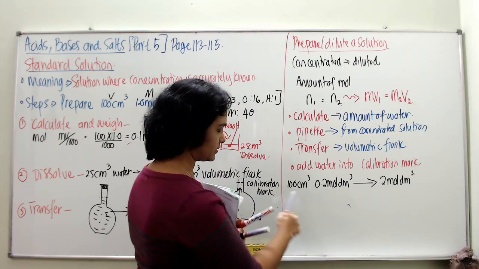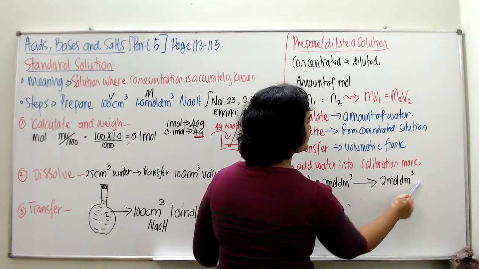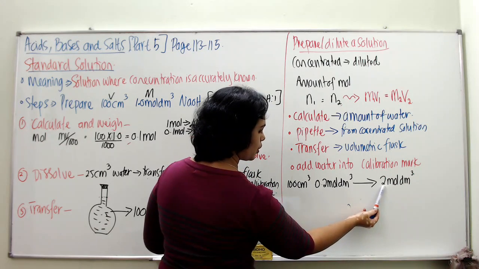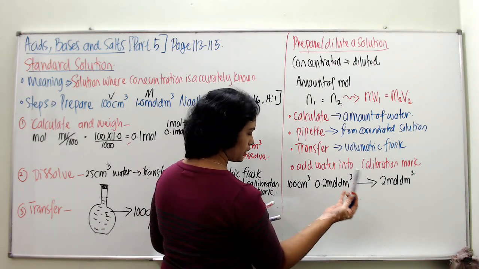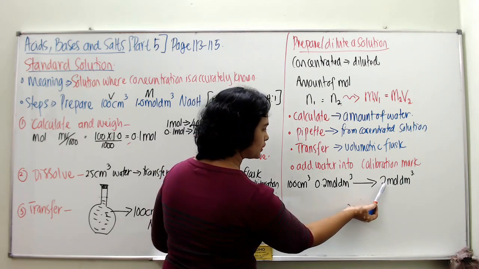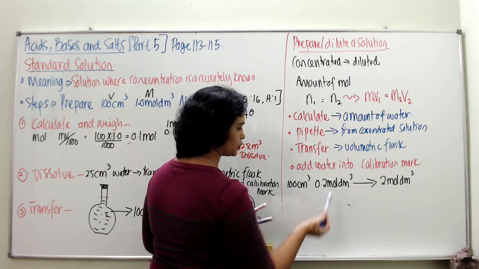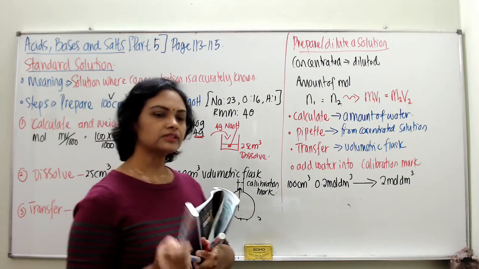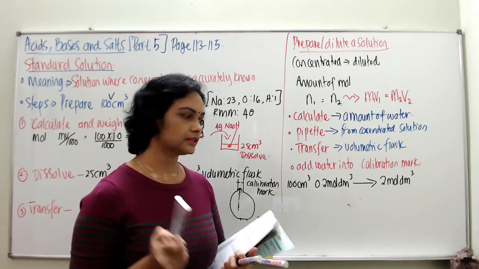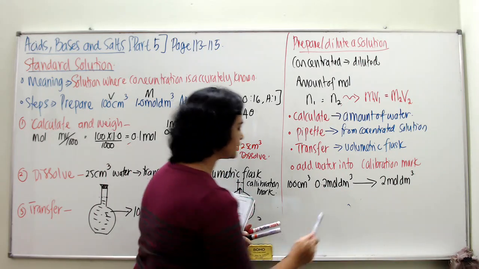For instance, let's look at this example. Now the concentrated solution is 2 mole per dm cube. So please look here. 2 mole is definitely more concentrated, it has more solute, compared to 0.2 mole. But now I want to dilute 2 mole into 0.2 mole, and I only need 100 cm cube. So now the question is, how much water do I need to add in the 2 mole per dm cube solution in order to get this standard solution?